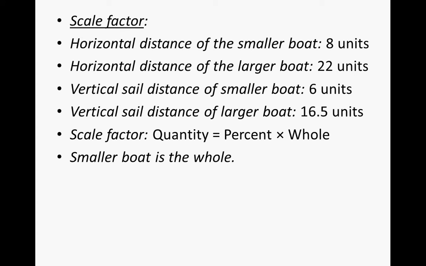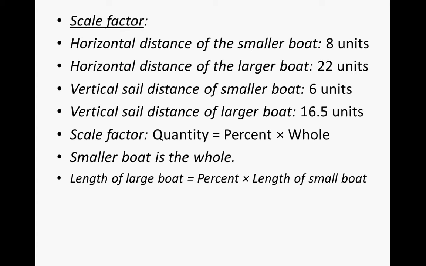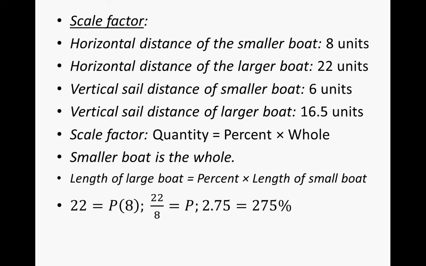we're going to use the smaller boat as the whole. So the length of the large boat is going to be equal to the percent times the length of the smaller boat. So therefore, 22 is going to be equal to percent times 8. To solve for the percent, it would be 22 divided by 8, or 22 over 8, which is 2 75/100ths, which means it would be 275%.